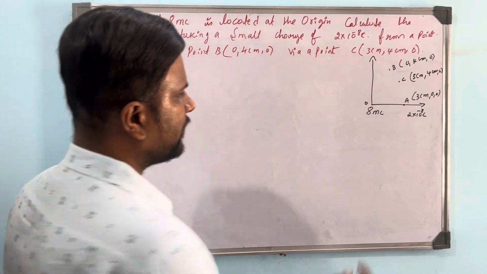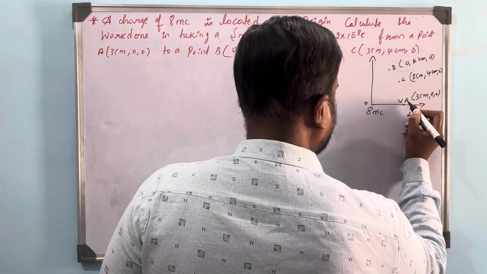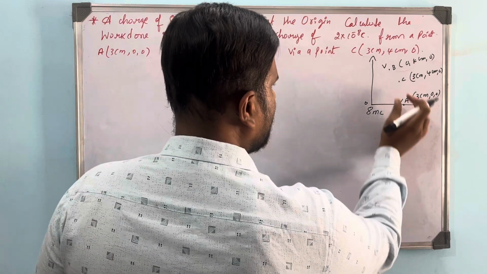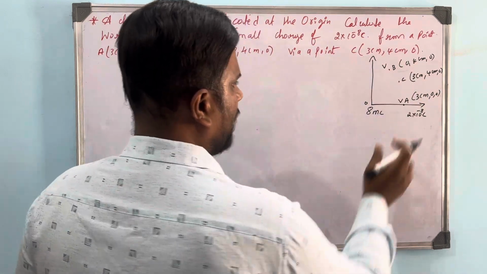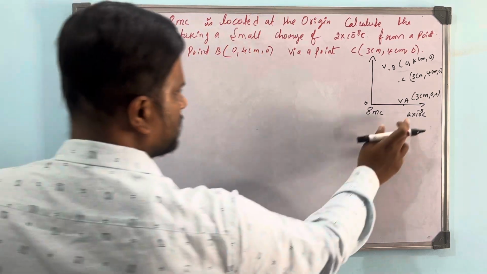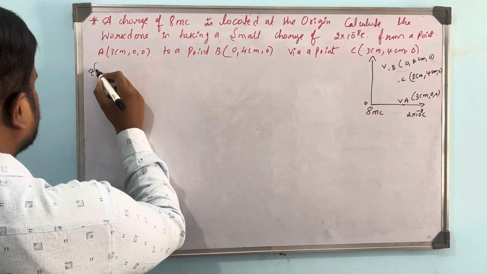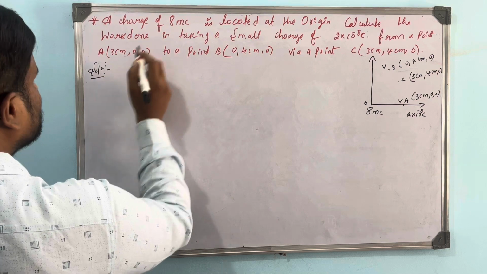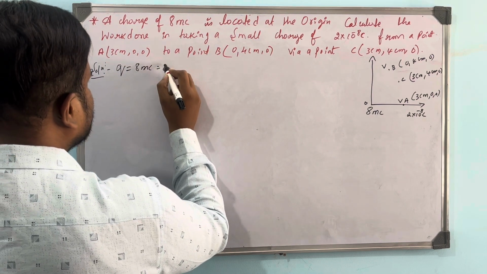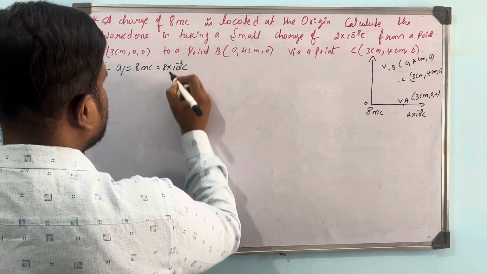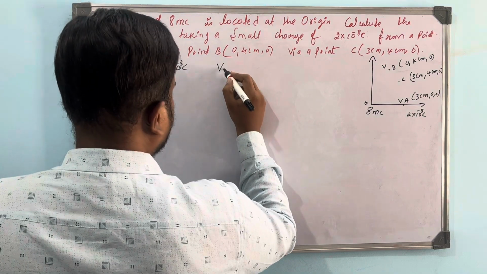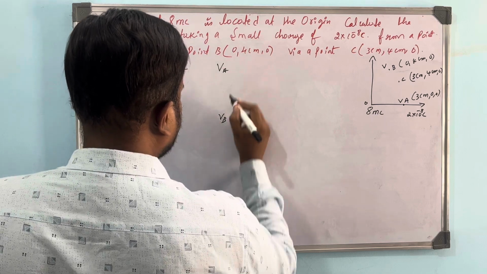So I need to calculate the work done. I need to calculate VA and VB, take the difference, and finally multiply it by the charge value. So, solution: what is the charge value they have given? Charge value is 8 millicoulomb, so that is 8 into milli, meaning 10 to the power of minus 3 coulomb. It is located at the origin. So now I need to calculate the potential VA, similarly VB.